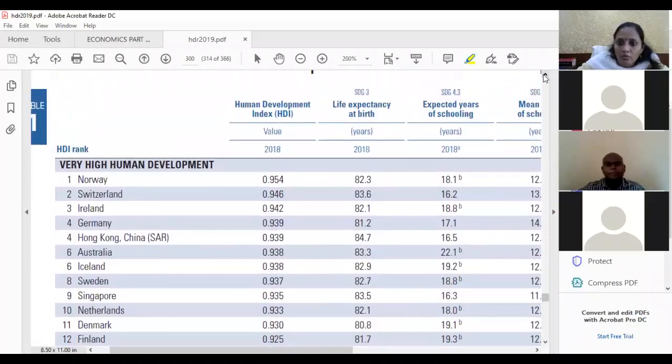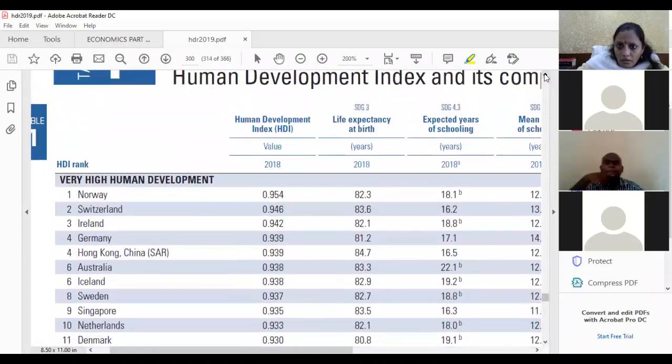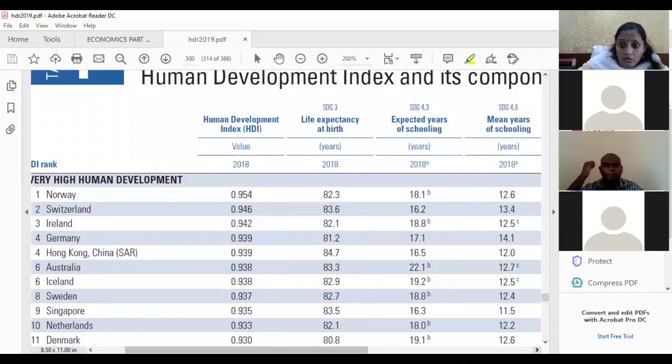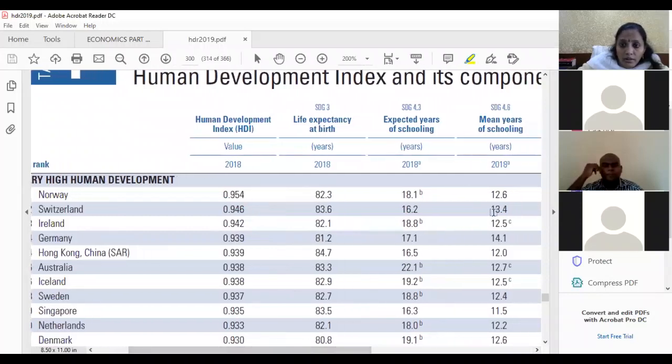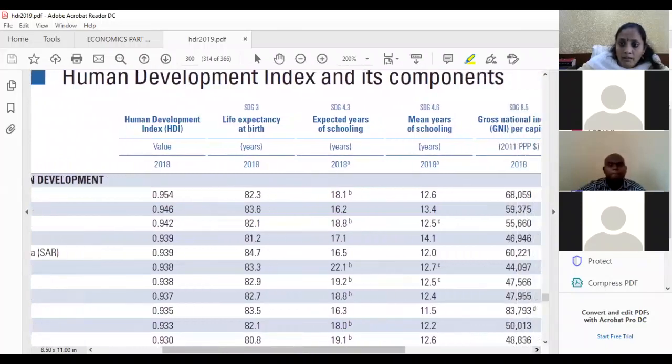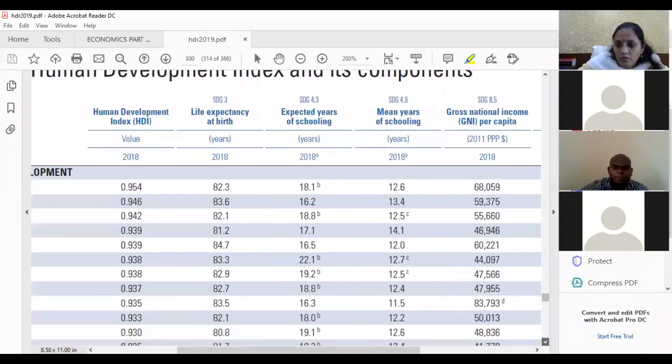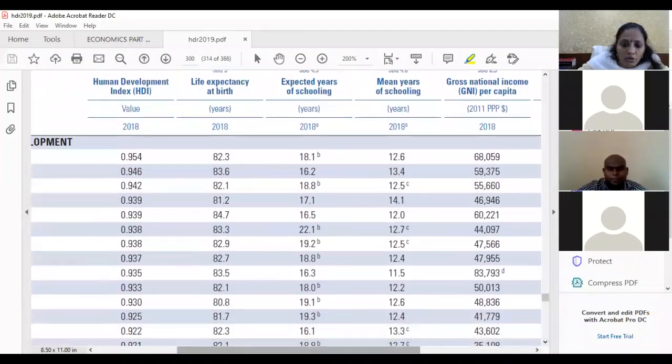The other thing is all about your education, expected years of schooling and mean years of schooling. You can see here expected years and the mean years being represented in years. And then the third major dimension is the gross national income per capita. You can see that it is represented in purchasing power parity dollar terms, right? And I am very sure you're all waiting to see where India is standing in this ranking.